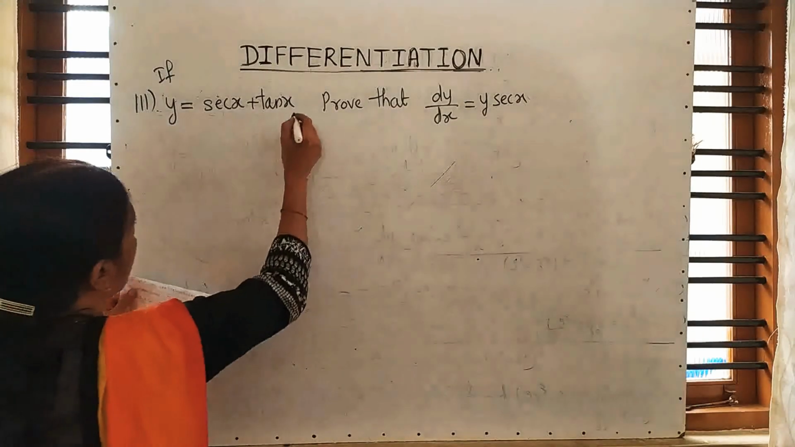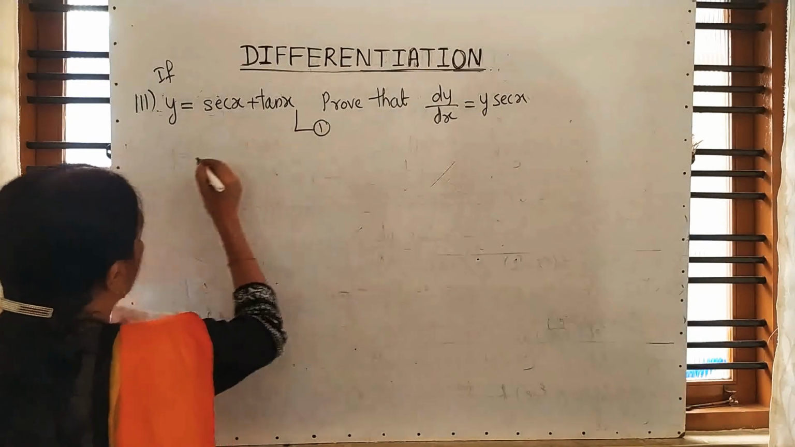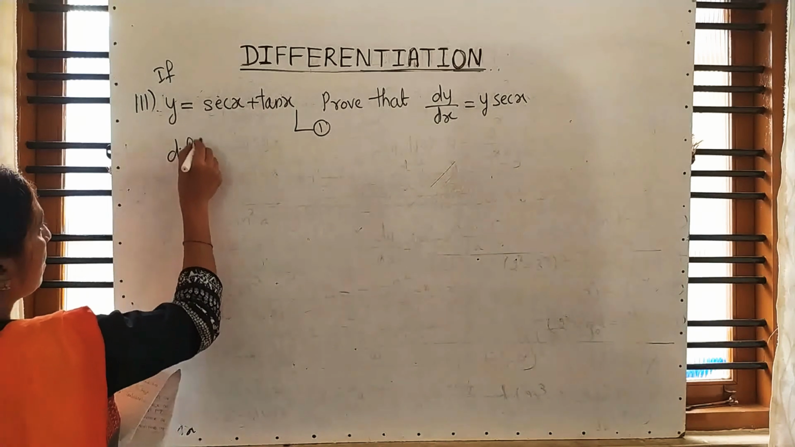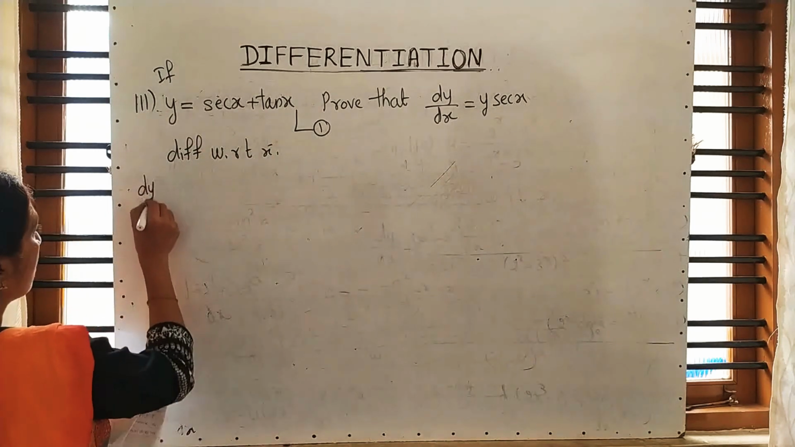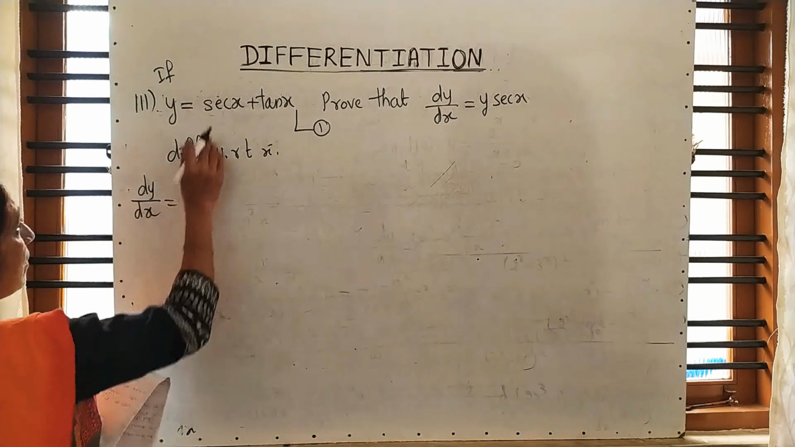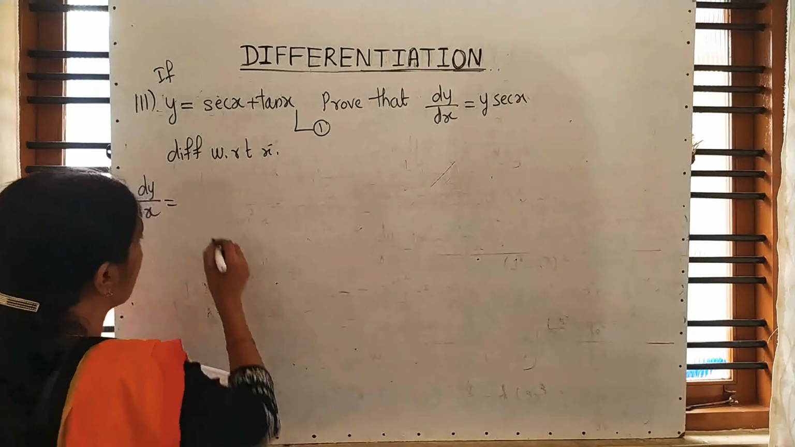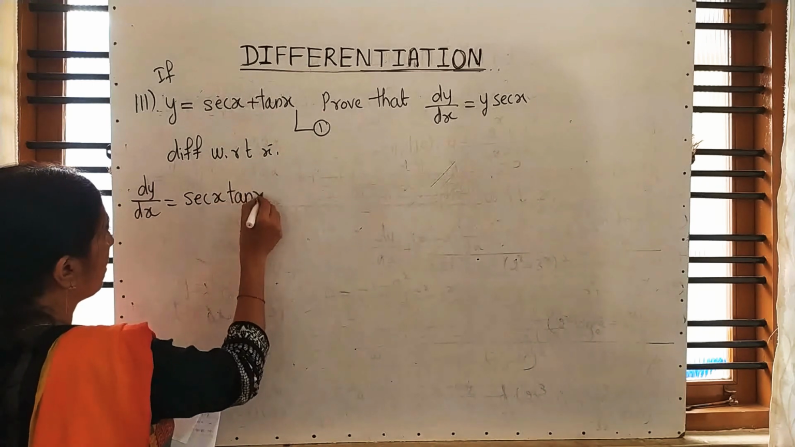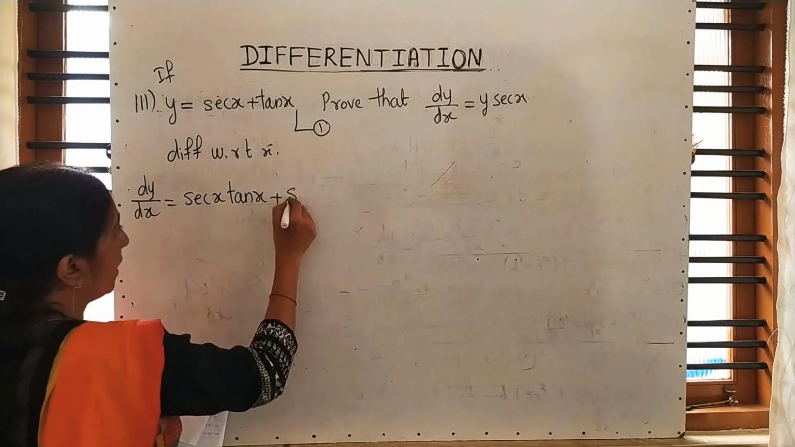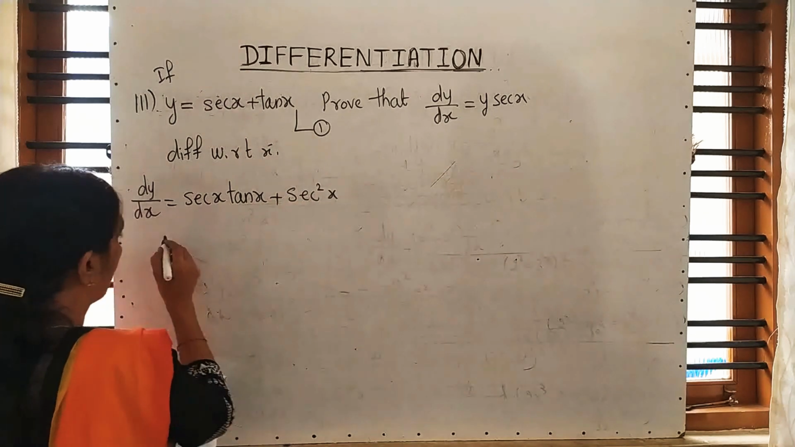Let us call y is equal to sec x plus tan x as equation 1. Differentiating with respect to x, dy upon dx. Very simple, u plus v. What is the differentiation of sec x? Sec x into tan x, plus differentiation of tan x is secant square x.